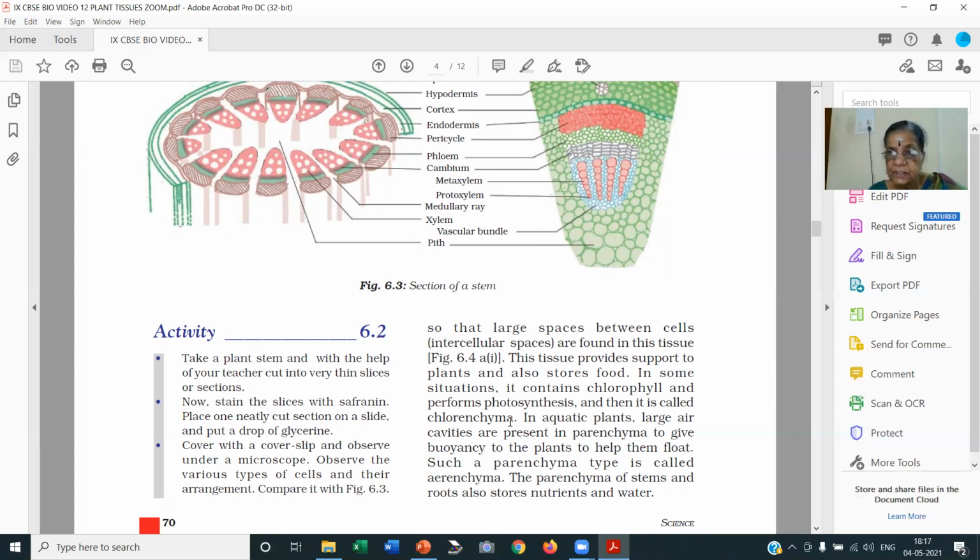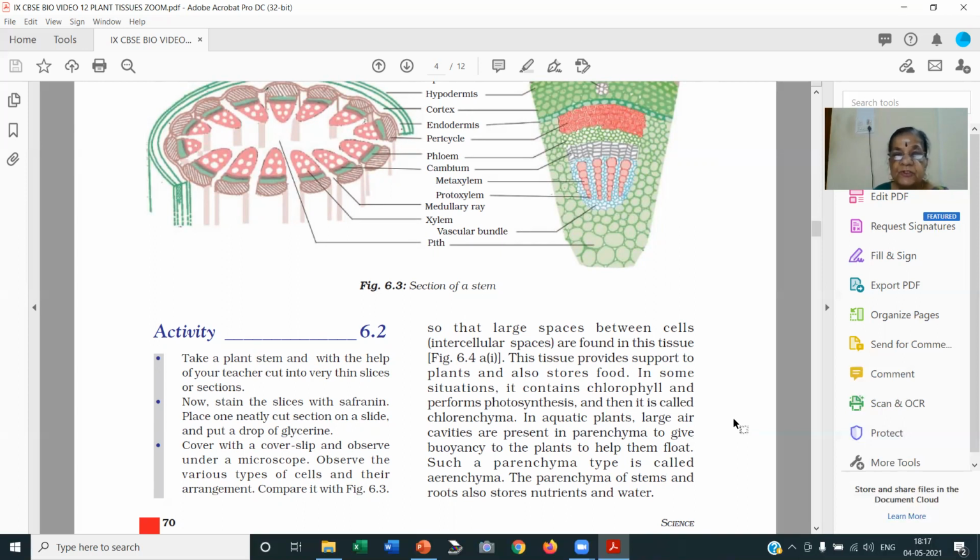Mark like short answers. Then in aquatic plants, large air cavities are present in parenchyma to give buoyancy and balance to the plants to help them to float. Such a type of parenchyma is called aerenchyma.